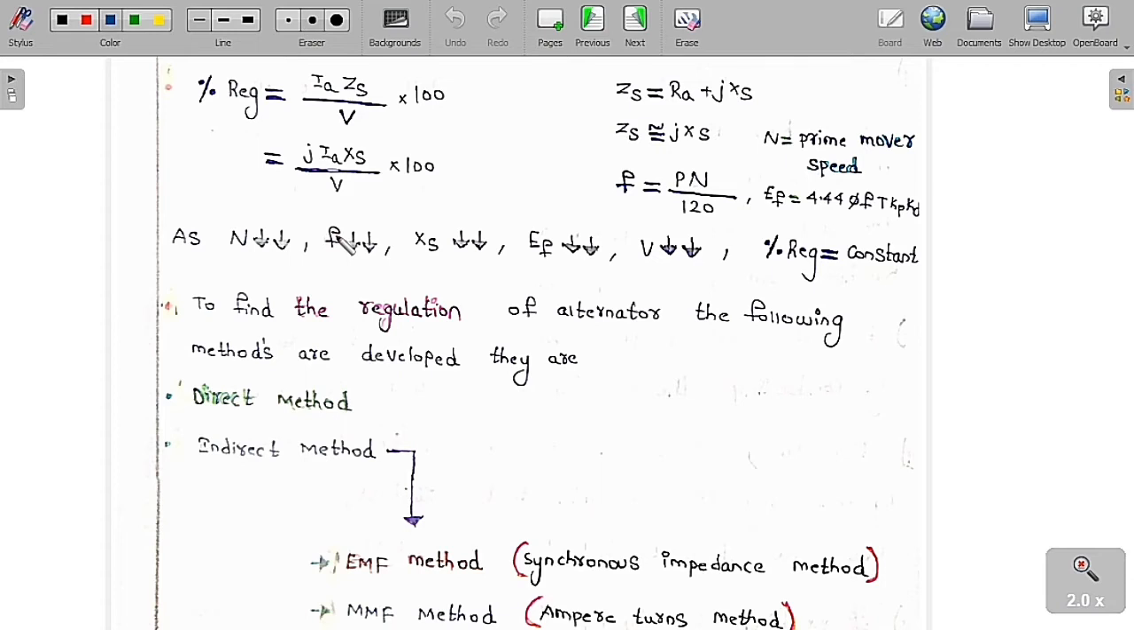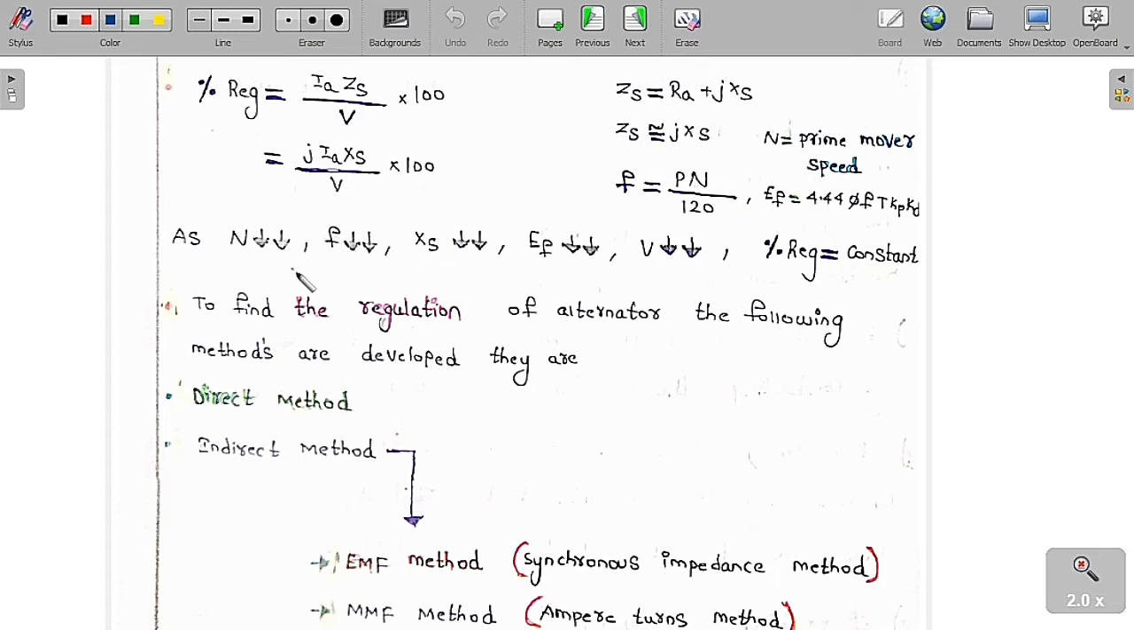Here I have drawn the voltage regulation graph for the alternator. Whatever graph I have obtained, it is independent of the speed of the prime mover of the alternator. No matter whatever the speed of the prime mover, this graph is always constant.